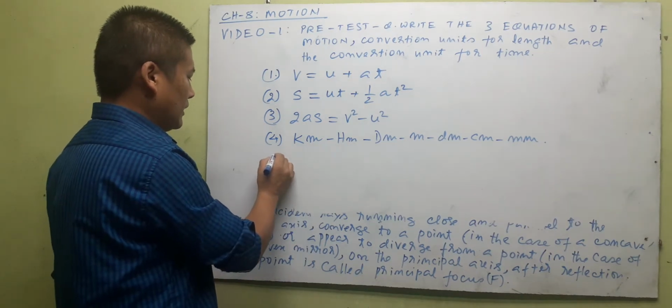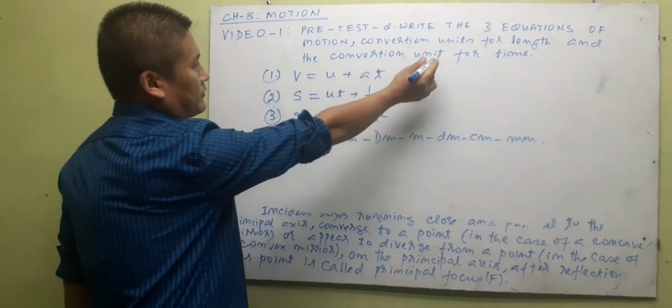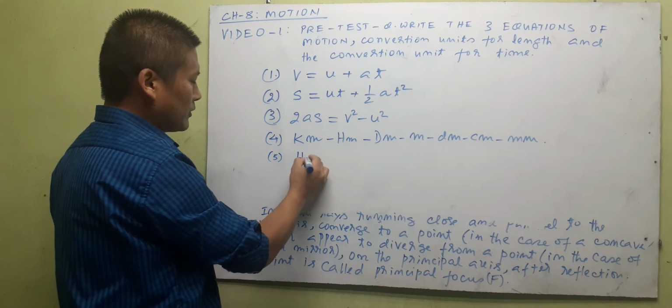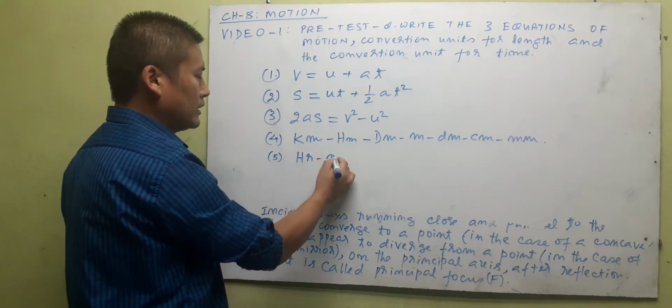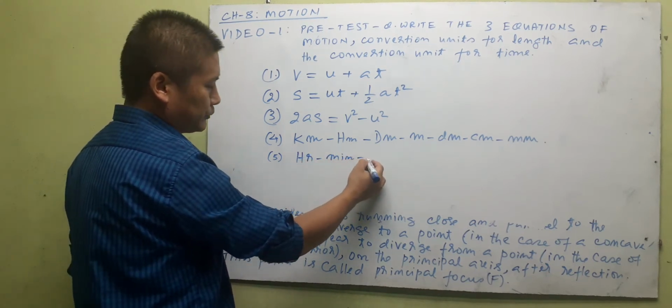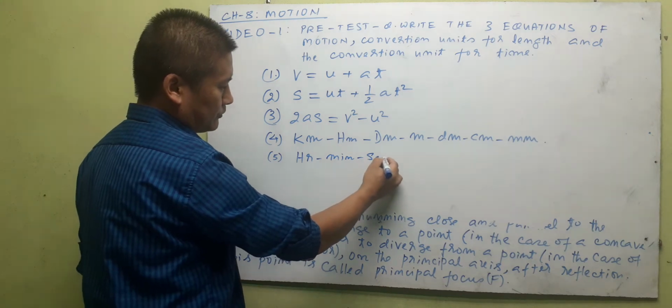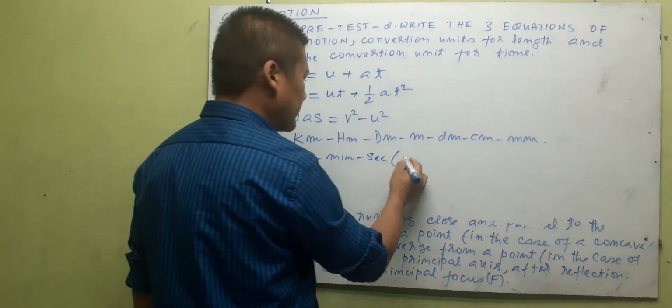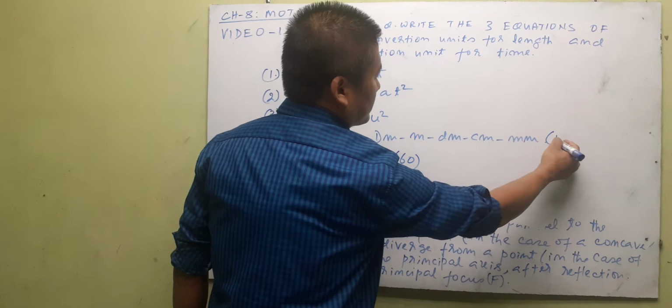Next, the fifth point is conversion units for time. The most common ones are hour, then minute, and then second. Here the conversion factor is 60. For length, the conversion factor is 10.